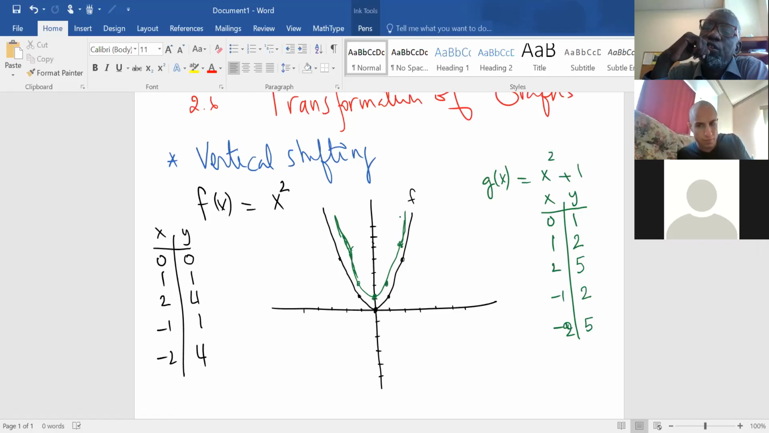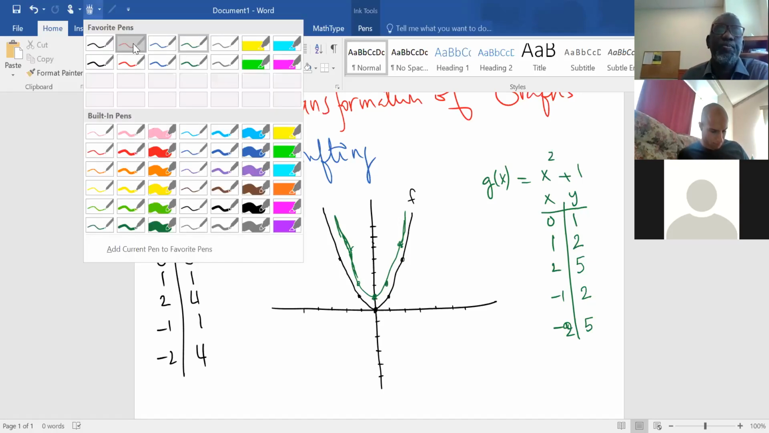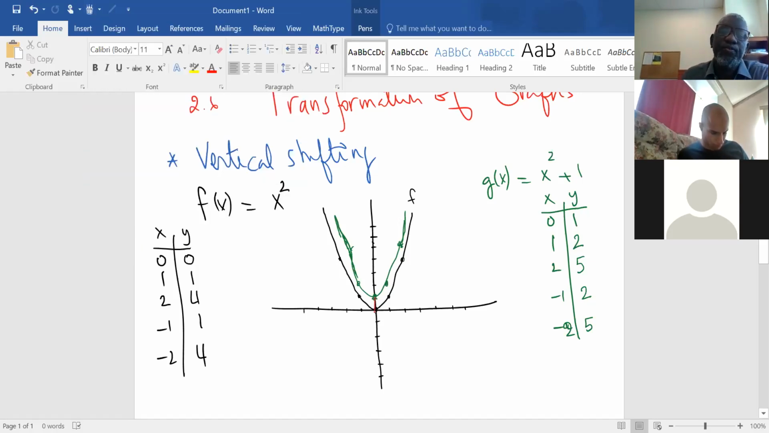Shifting up 1 unit, right? The green graph can be obtained by shifting the black graph up 1 unit. You're going to see where the up comes from and where the 1 comes from. If you look at all the points, every single point has moved 1 unit up. 1 unit up, 1 unit up, 1 unit up, etc. So every single point has moved 1 unit up.